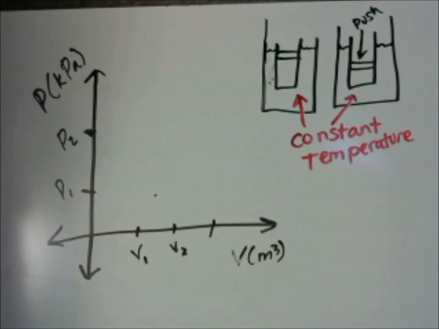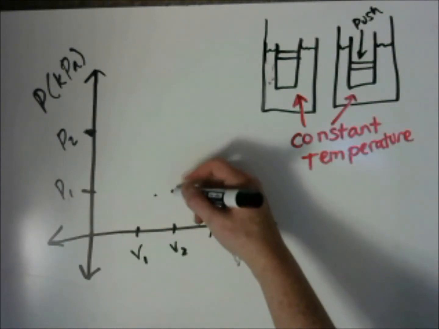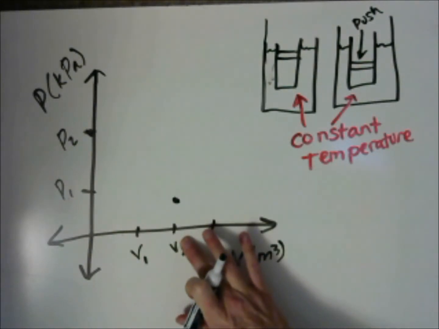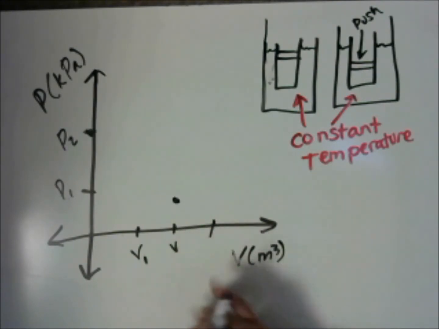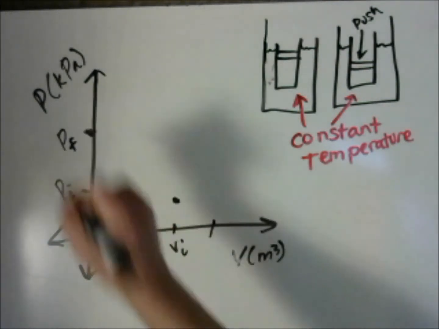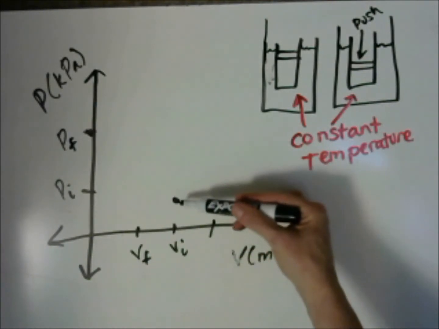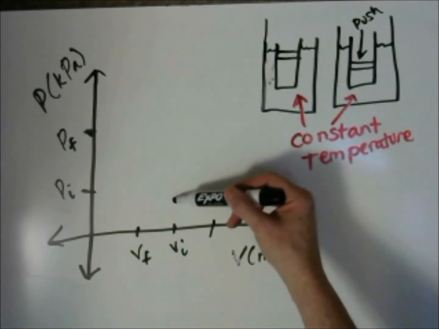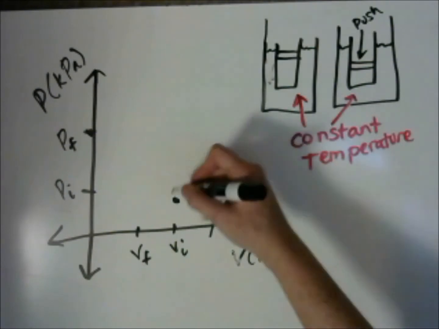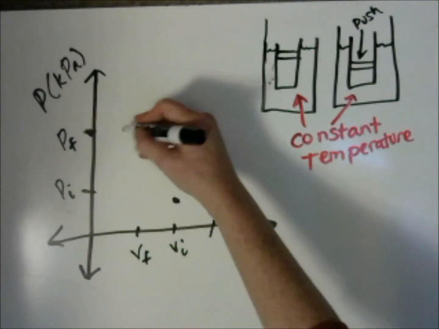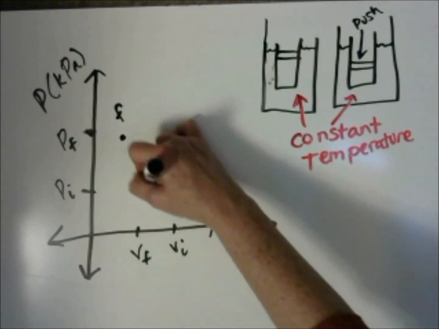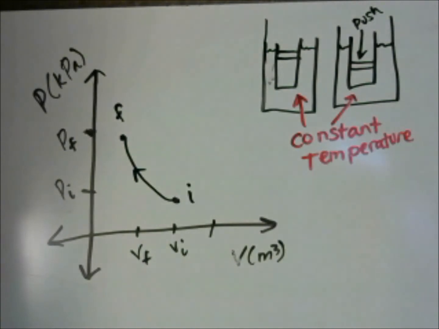So we have our initial value with the larger volume and the lower pressure. And this we will call the initial. So our initial volume is going to be the larger volume, and our initial pressure will be the lower pressure. Our final volume will be a smaller volume here, and our final pressure will be greater. So this is our initial, and this is our final. And this is what a PV diagram will look like for this type of process.